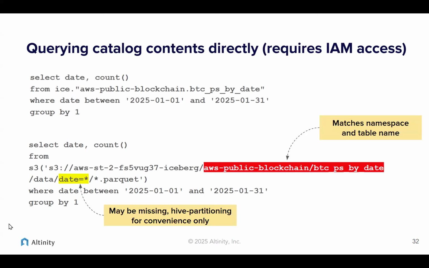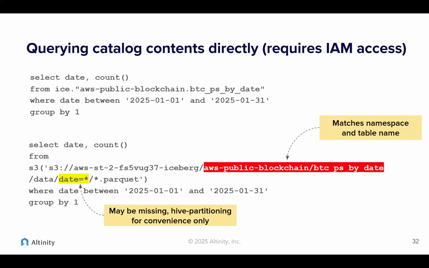But you see that inside the warehouse, there's a structure which maps exactly to your schema. So there is a namespace, AWS public blockchain. There's a table name, BTC PS by date. And inside this path, there is, of course, data, and then there are files.